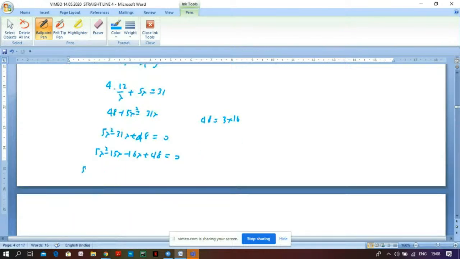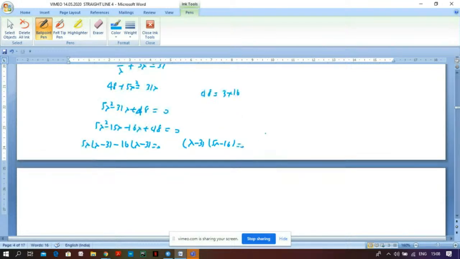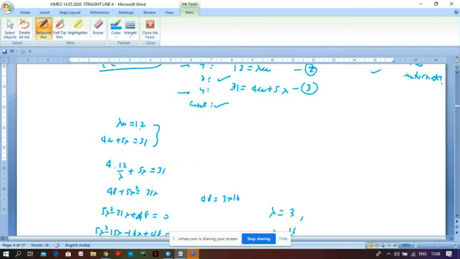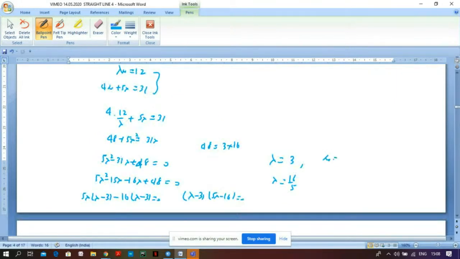Now I can take 5 lambda common: 5 lambda times lambda minus 3, minus 16 times lambda minus 3, is 0. So I get lambda minus 3 and 5 lambda minus 16 is 0. And so lambda has two values: lambda is 3 and lambda is 16 over 5. When lambda is 3, because lambda mu is 12, mu becomes 4.